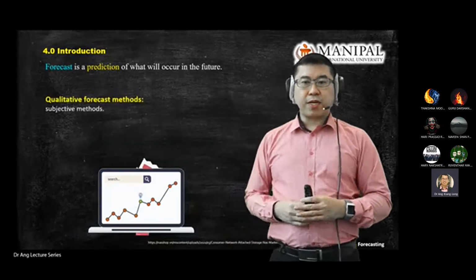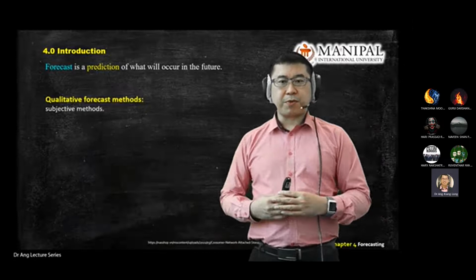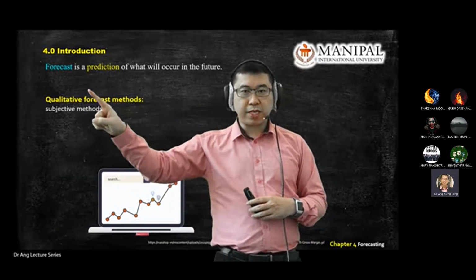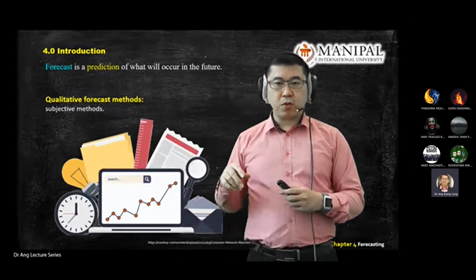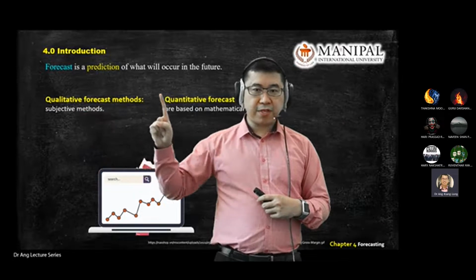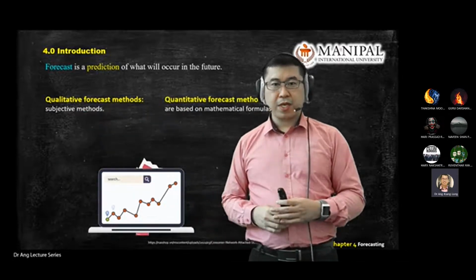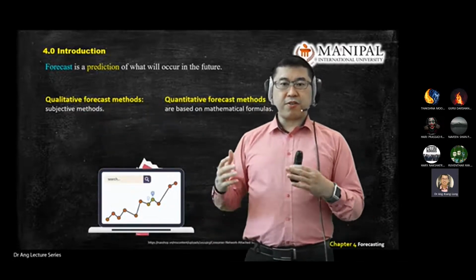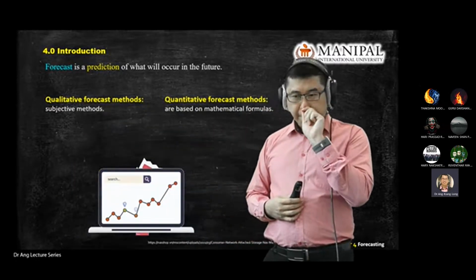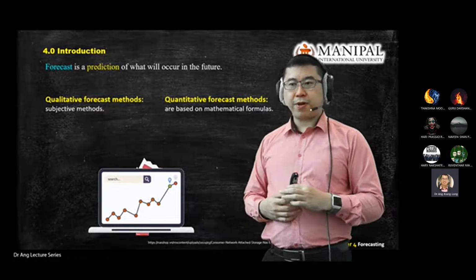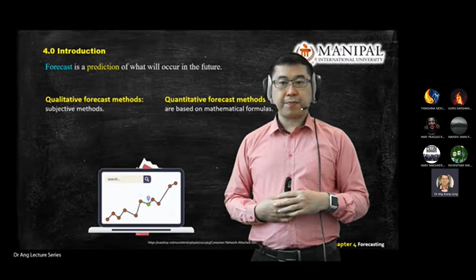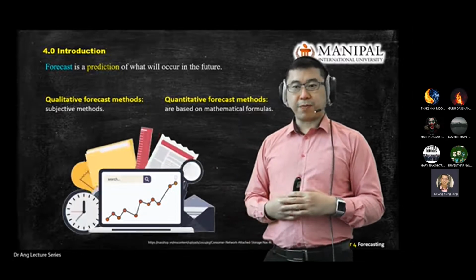Second technical word or phrase that you see in chapter 4 is qualitative forecast method. There are two types. One is qualitative, one is quantitative. Qualitative and quantitative. Qualitative is a very subjective method. For example, what do I mean by subjective? It means it is based on experience. It is based on experience.